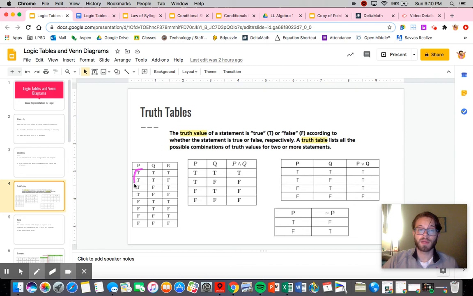There's a couple other pieces of information we should consider here. When we're looking at P, we've grouped the P truth values together, so all the trues are together, and then all the falses together. With Q, we have sets of two trues, two falses, two trues, two falses. And when we get into R, we're following true, false, true, false, true, false, true, false. So we're really just working our way backwards.